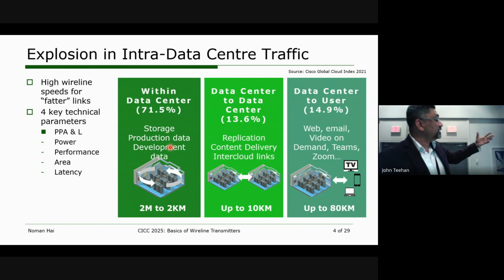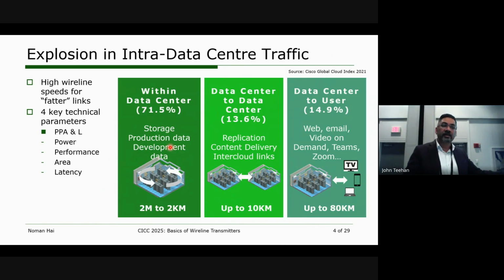And for those data centers, we need a very high-speed communication system. I call it wireline circuits, but we need very fast links. They could be optical links, they could be electrical links, but they need to be very, very fast.